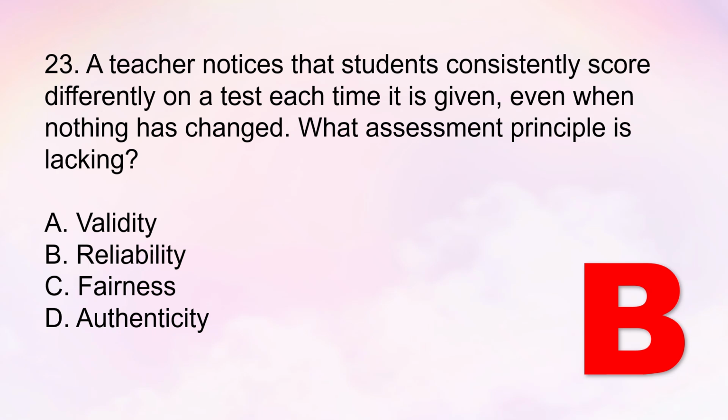For letter A, validity, as we talked about earlier, is about what is measured, not how consistently the test is. Okay. For letter C, fairness, this involves equitable opportunity, while authenticity, this one is wrong because this is not related to consistency.